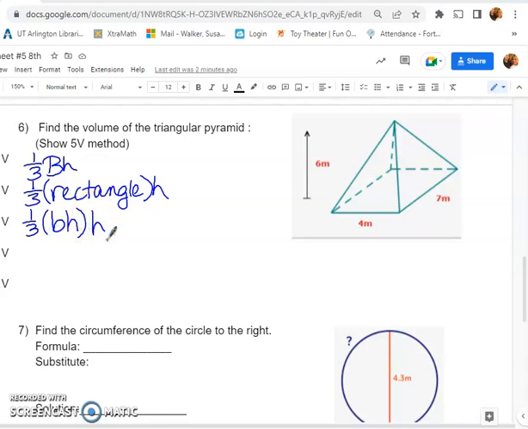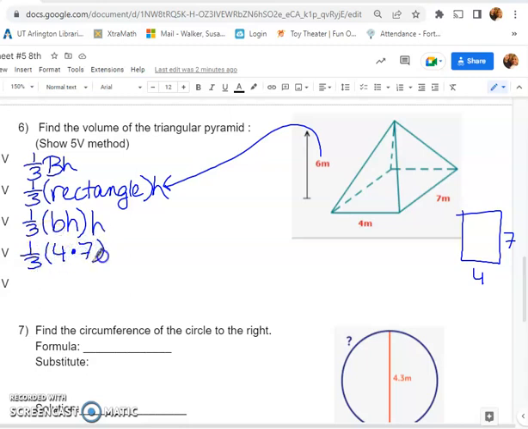So we have two heights. This height is that number, okay, or this one. For our rectangle, it doesn't matter. We can use 4 or 7, but we have two different ones. So 1/3, 4 times 7. That comes from the rectangle, and the other number is 6.